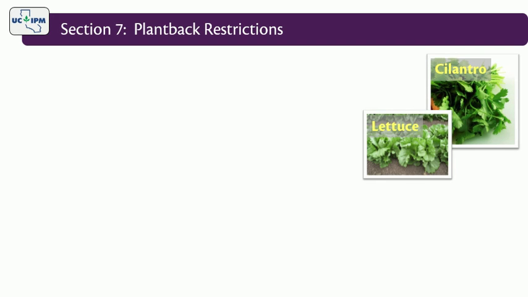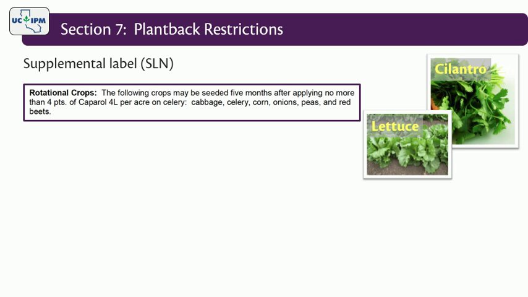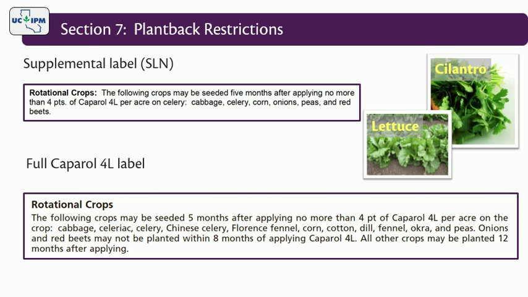Now, let's talk about cilantro and lettuce and why Maria cannot plant them right after celery harvest. These crops are not mentioned explicitly in the plantback restrictions on either the SLN or the full label. Therefore, they fall into the all other crops category. They can only be planted 12 months after applying Caparol.